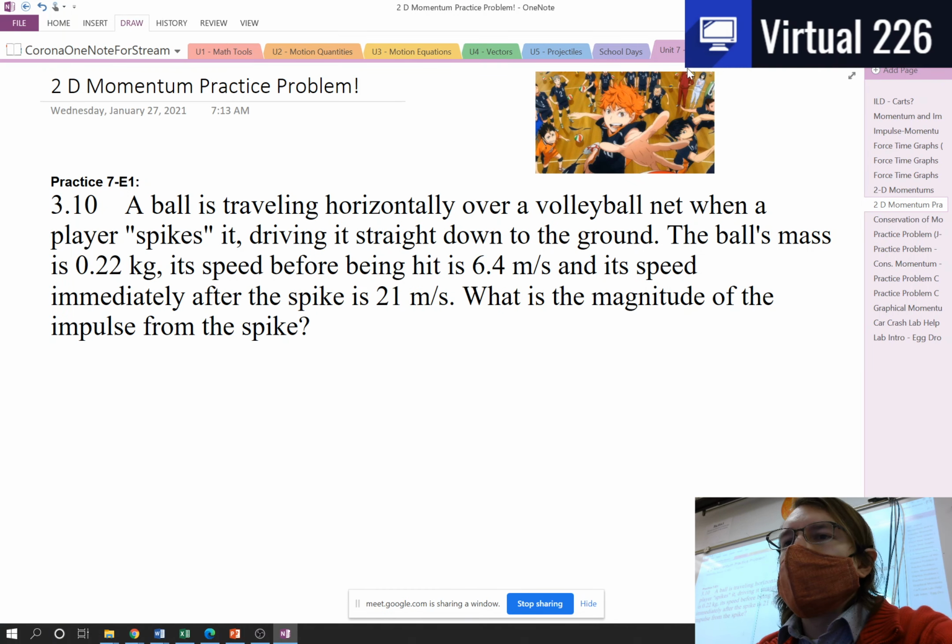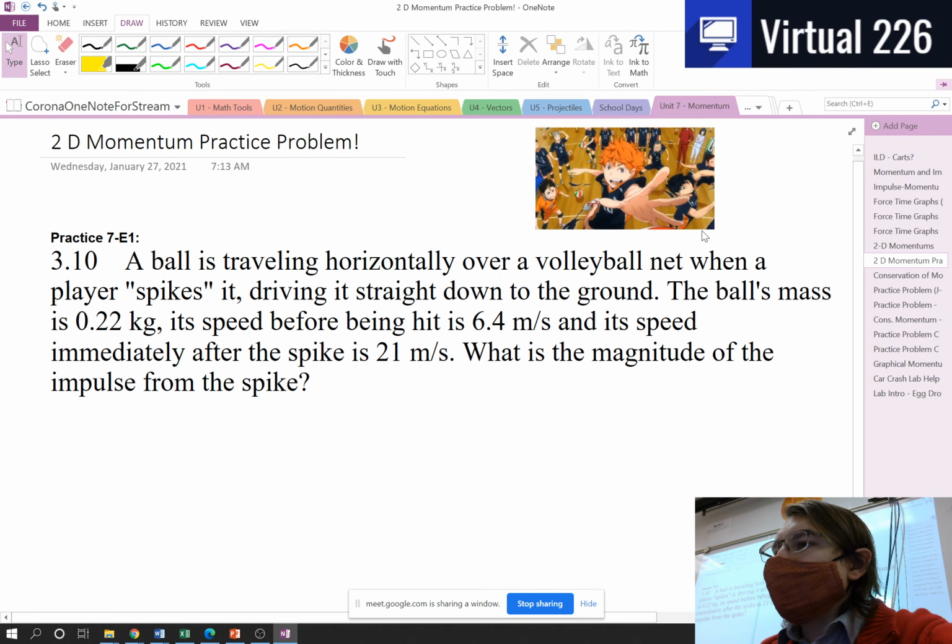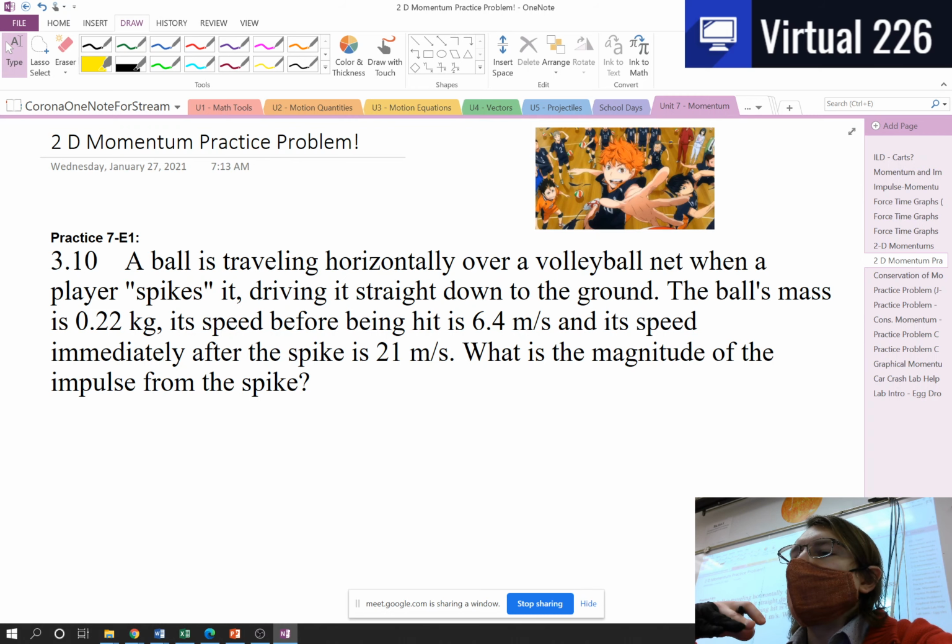Okay, so we've got another two-dimensional momentum problem here for a practice problem. This is the E1 problem in Unit 7, number 3.10. And we're talking about volleyball in this problem. We have a volleyball traveling perfectly horizontal over a volleyball net.